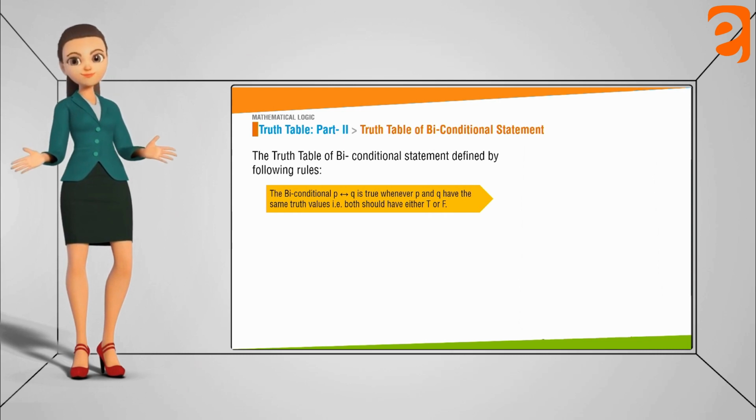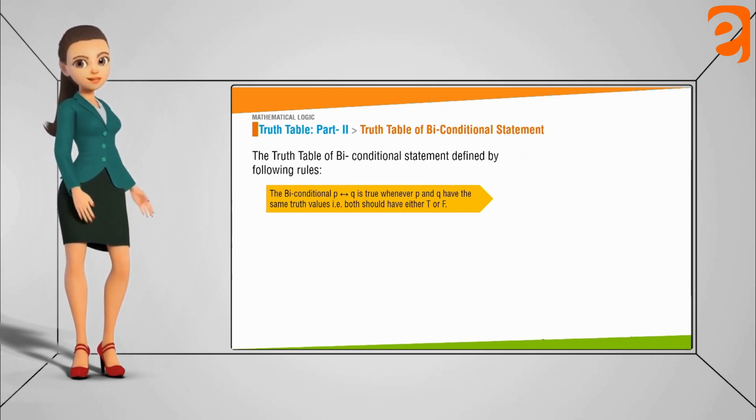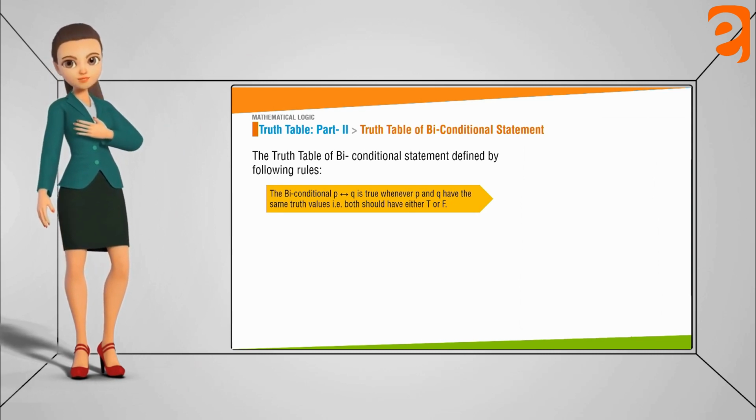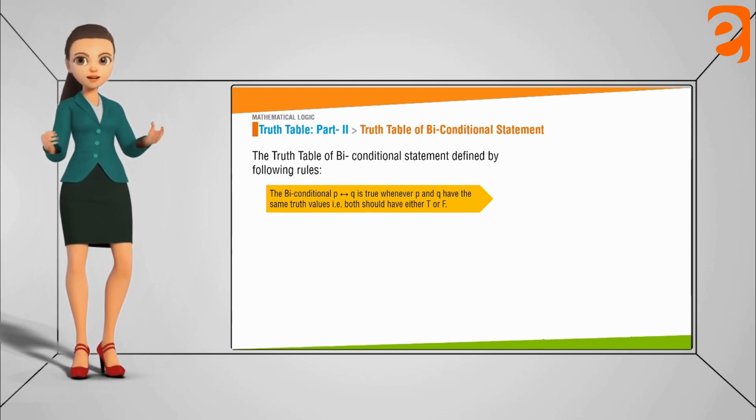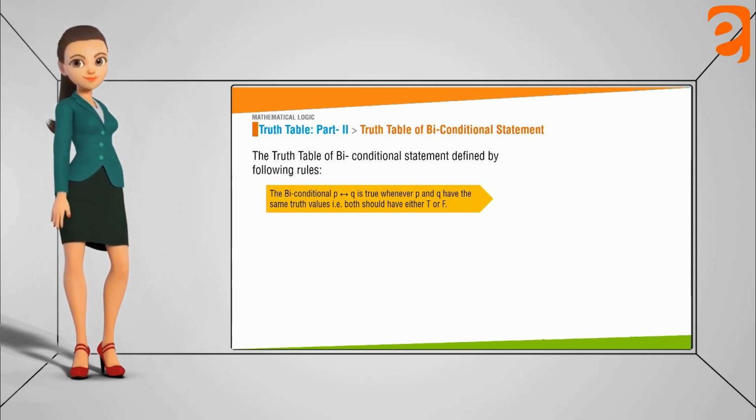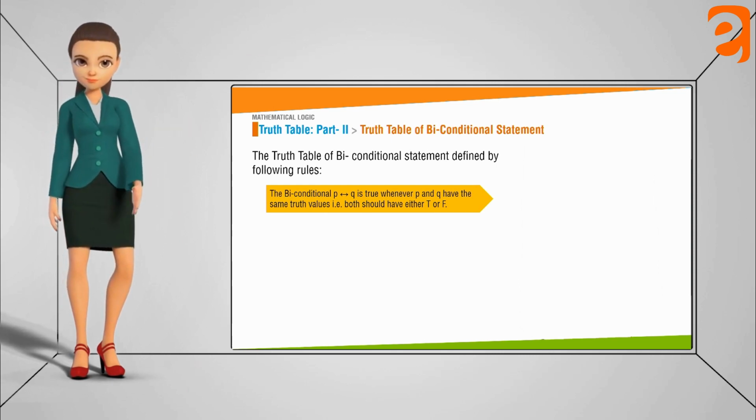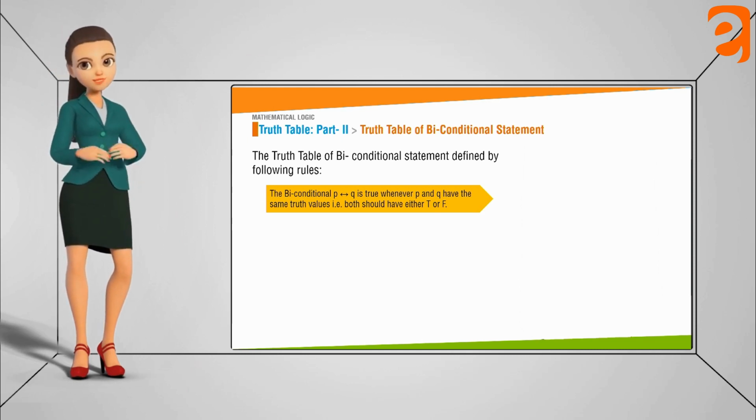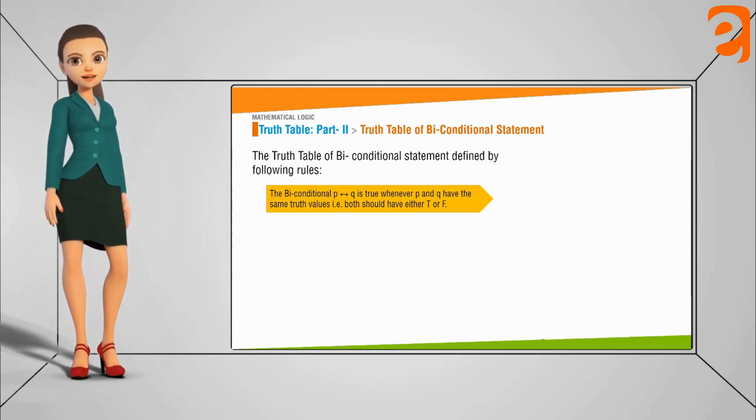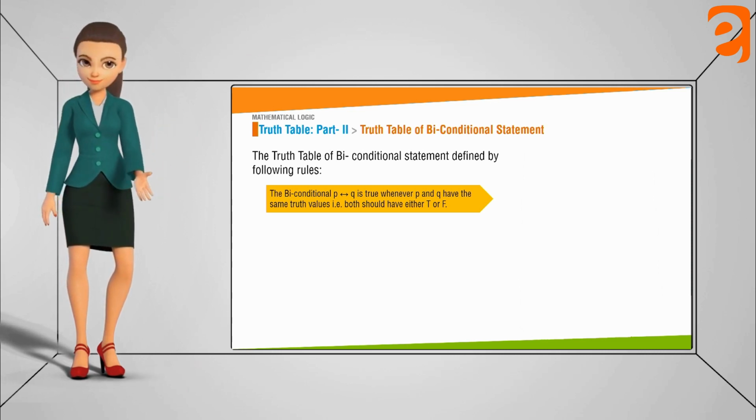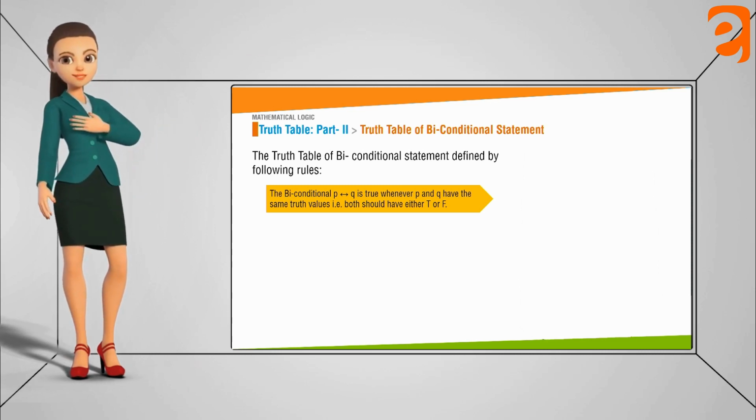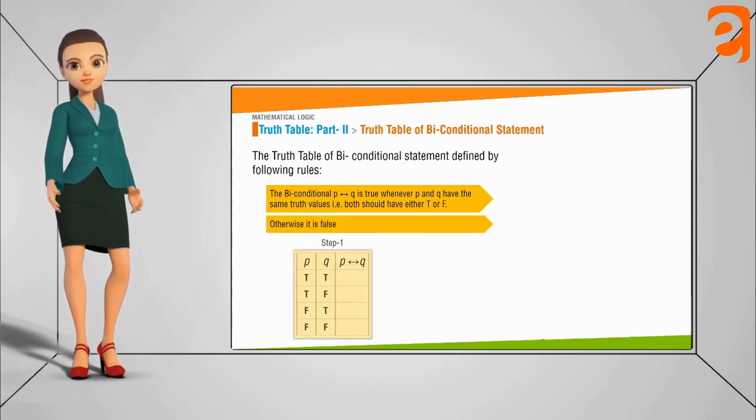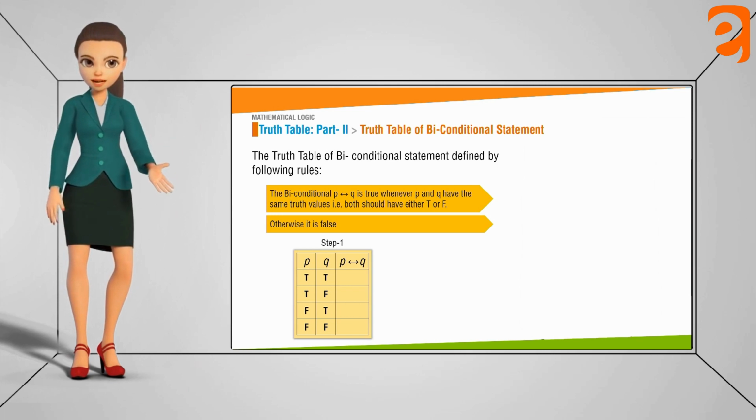For constructing the truth value for the biconditional statement, there is also a rule which says that the biconditional statement P if and only if Q is true whenever P and Q have the same truth values. That is, if P and Q have T together or P and Q have F together, then and only then P if and only if Q is going to be true, and in the rest of the cases it is going to be false.